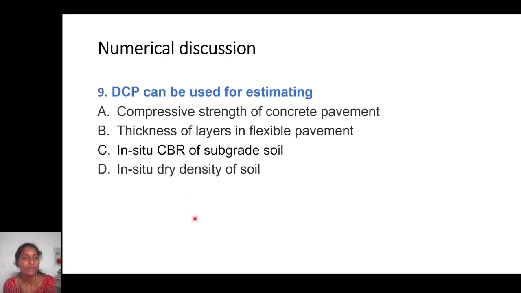And now, the dynamic cone penetration test can be used for estimating: option A, compressive strength of concrete pavement; or thickness of layers in flexible pavement; or in situ CBR of subgrade soil; or in situ dry density of soil? Do we use the dynamic cone penetration test for compressive strength determination? So what is the most appropriate answer?